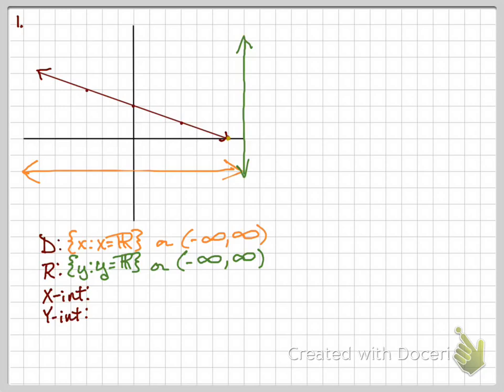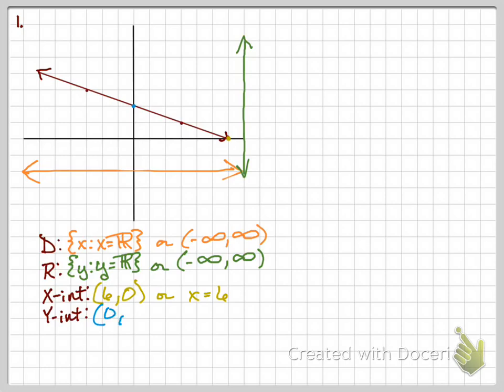Let's talk about x-intercepts. You will see that as the gold dot there. That dot is at 6, 0, so x is 6, y is 0. You can either write it as the ordered pair, or you can write it out as x equals 6. I would take that.